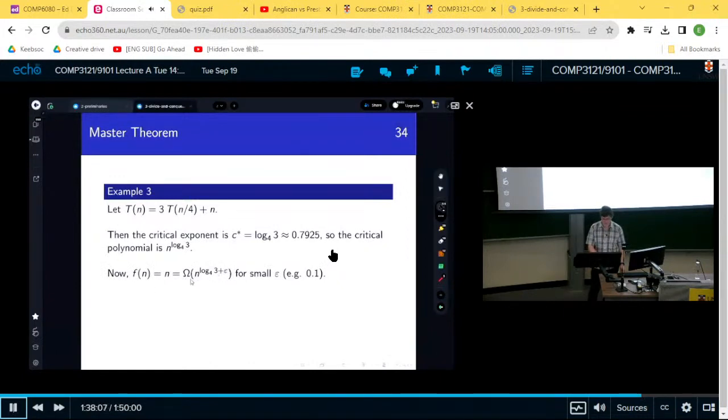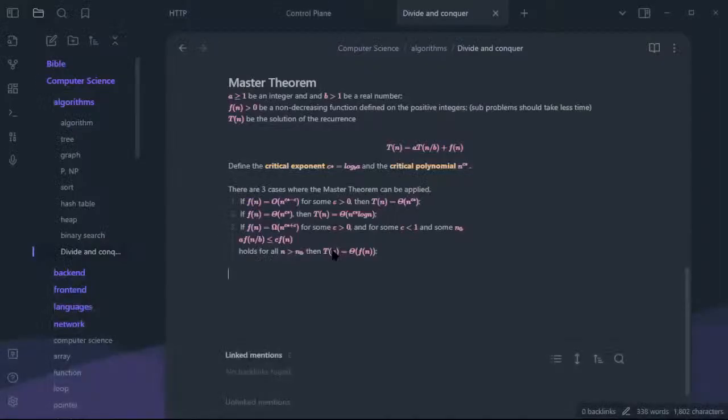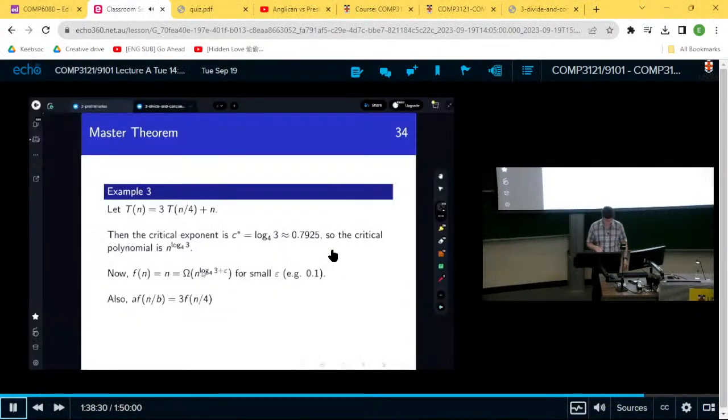So we have f of n is big omega of this function. Moreover, there was the second condition that a times f of n divided by b should be less than c times f of n, for some c smaller than 1. So a times f of n divided by b is 3 times f of n divided by 4, which is 3/4 n. This is indeed less than c times n for some c smaller than 1. Anything between 0.75 and 1 would work, for example 0.9.